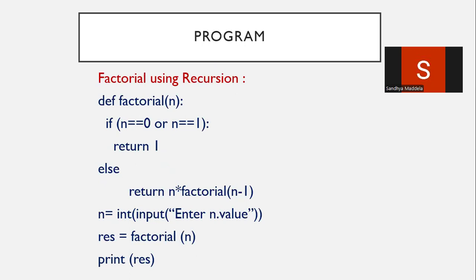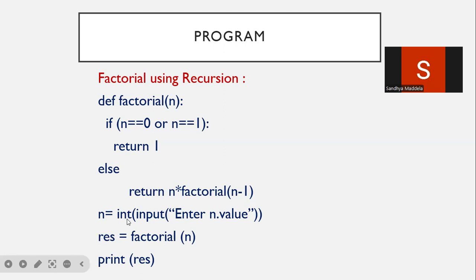Factorial using recursion. def factorial of n: if n is equal to 0 or n is equal to 1. In both cases the answer is 1, because 0 factorial is 1 and 1 factorial is also 1. So here we write return 1. Else, repeat the same procedure: return n into factorial of n minus 1.